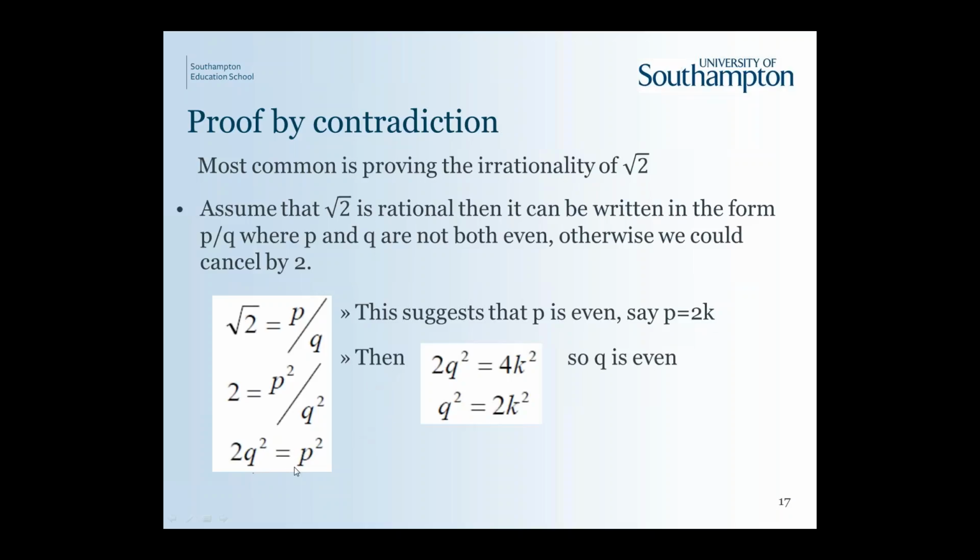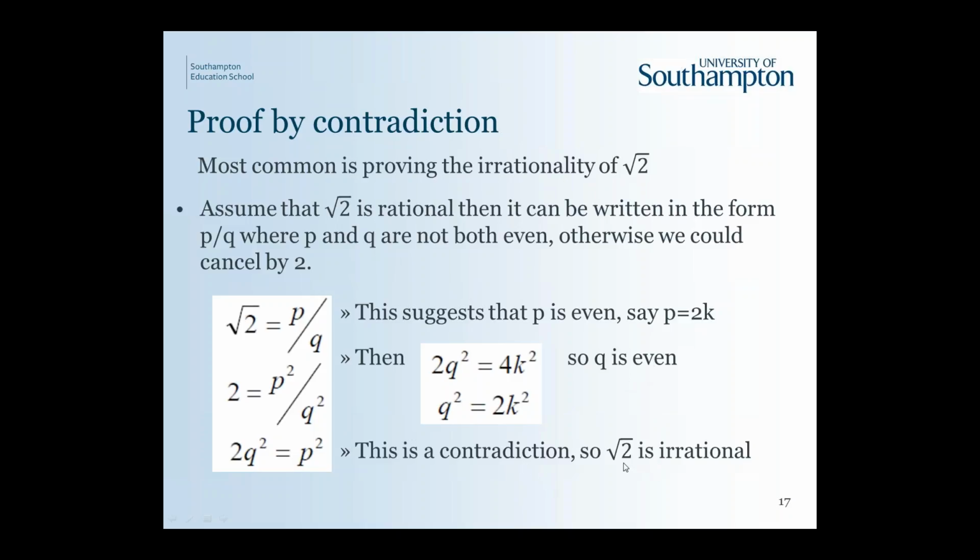So that means that I've squared that separately. I've got 2k all squared, which is 4k squared equals 2q squared. Divided by 2, that means that q squared is 2k squared, which means that q is even. So hang on, now I've got to a point where I've said that p is even and q is even, but I particularly said p and q are not both even, because otherwise I'd be able to cancel them down. Hence, I have a contradiction.